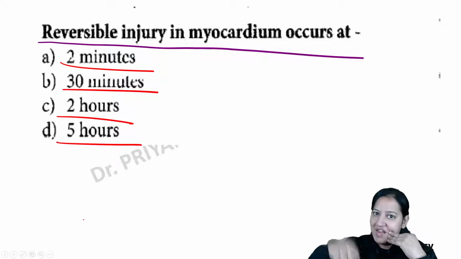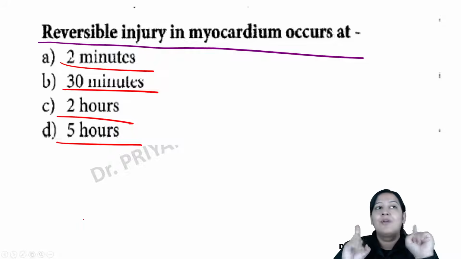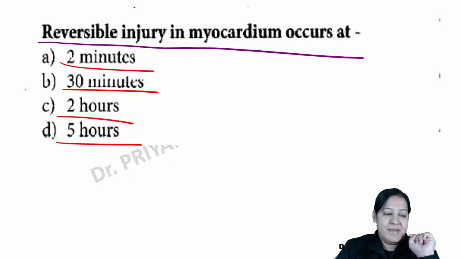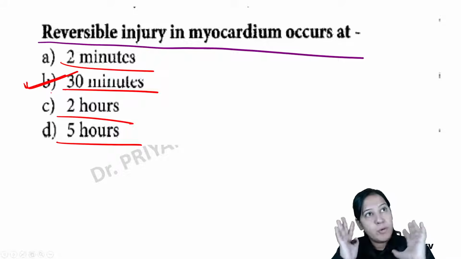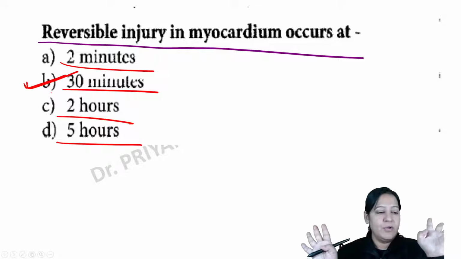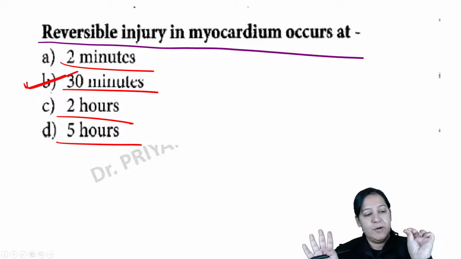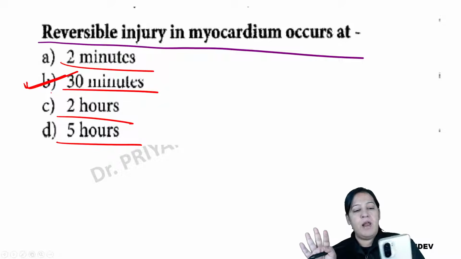I have told you the entire table now. The first zone is 0 to half hour. 0 to half hour is normal. Half hour means 30 minutes. So you are all right. The correct answer here is 30 minutes. Up to 30 minutes it is absolutely normal. Give me a thumbs up.